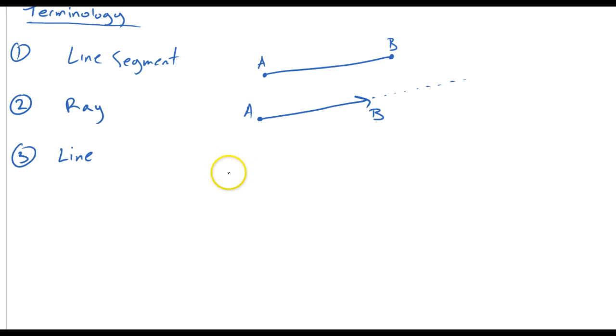The last one we're going to look at in terms of our lines is the line. The line does not have a start or an end, so we need to put arrows on both ends like this, and we can call this A, B. It doesn't really matter which end is which, because there's no starting or ending point.